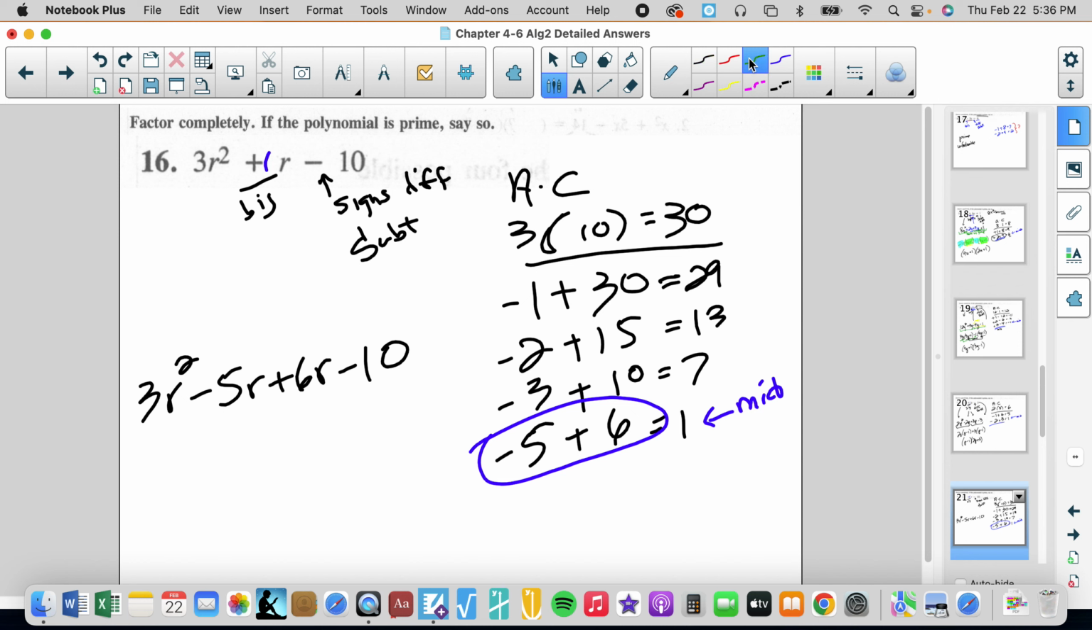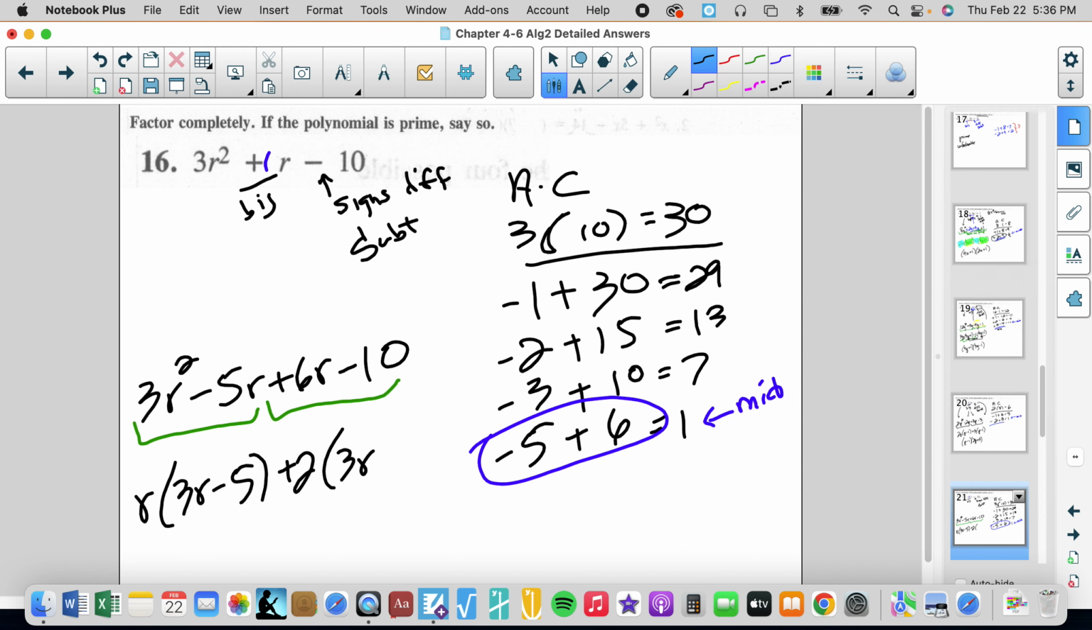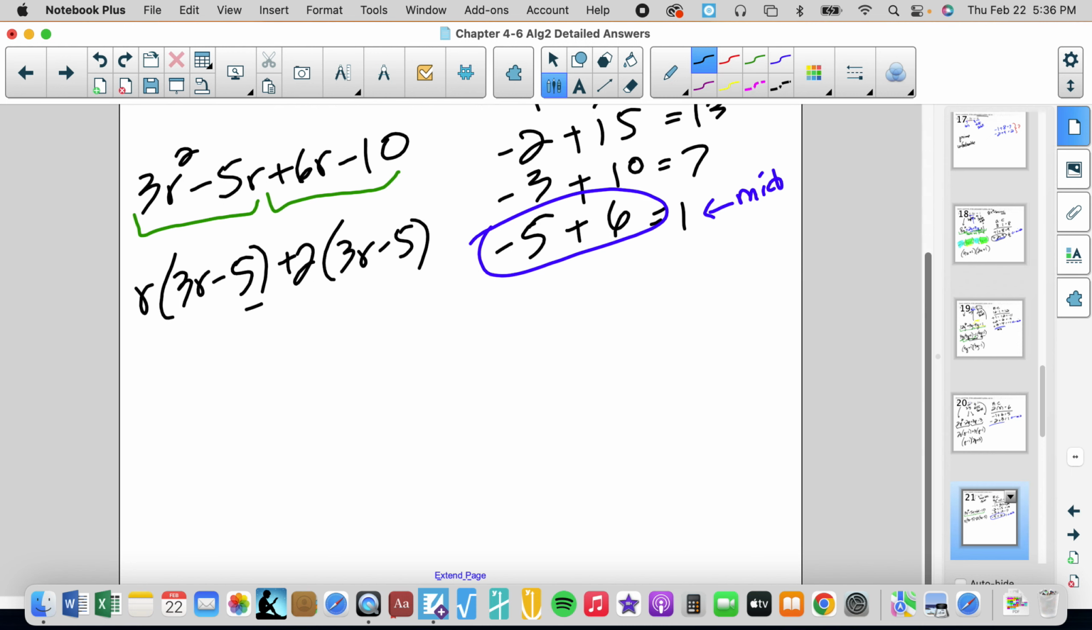Let's factor by grouping, because we have 4 terms. Whenever we see 4 terms, we always think factor by grouping. We can only take an r out of there. That leaves us with 3r minus 5. We can take out a 2 from there. That leaves us 3r minus 5. Did we do it correct? Yep, because these are identical. They must be identical. Since they are identical, we can pull it out and factor it from those two, and you're left with r plus 2.